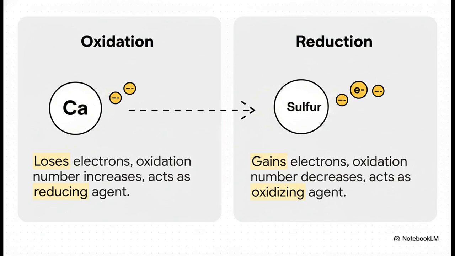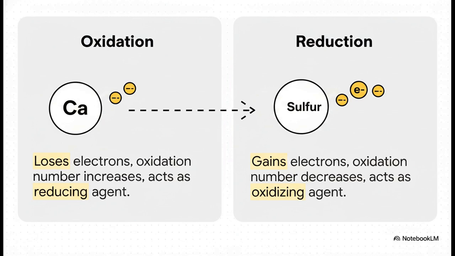The substance undergoing oxidation loses electrons, meaning its oxidation number goes up. We actually call it the reducing agent because it's forcing something else to be reduced. On the flip side, the substance undergoing reduction gains those exact same electrons. Its oxidation number drops, and it acts as the oxidizing agent.